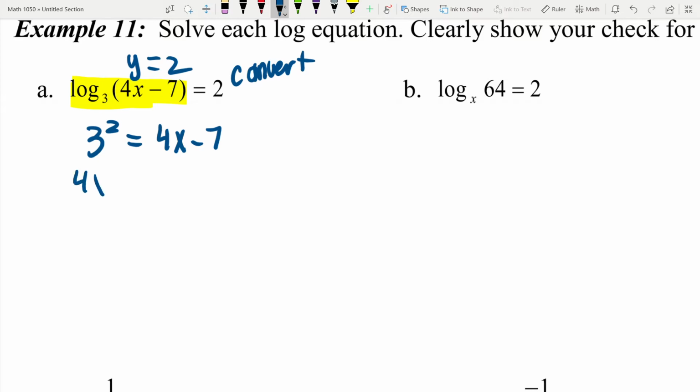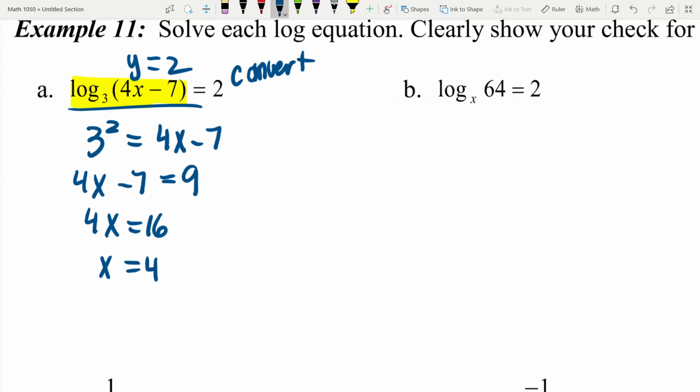So now I have 4x minus 7 equals 9. Move my 7 over. 4x equals 16. Divide by 4. X equals 4. Who says gotcha? We're still not done.